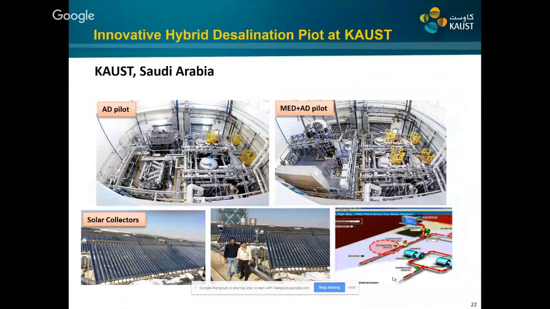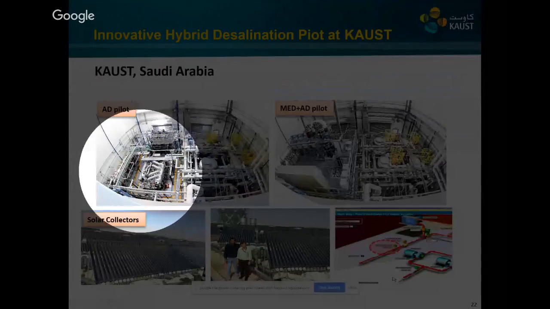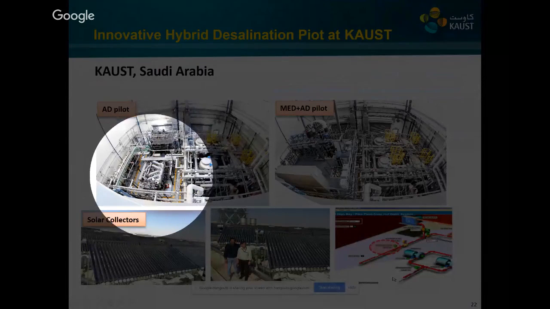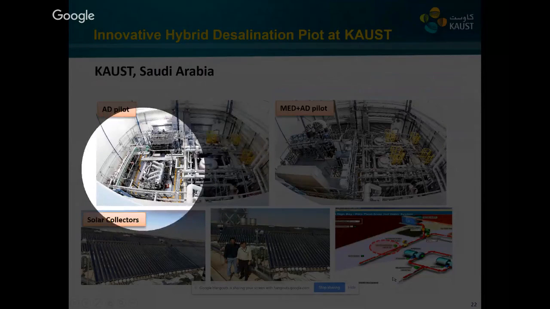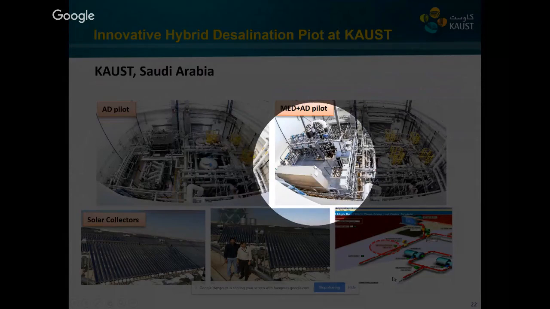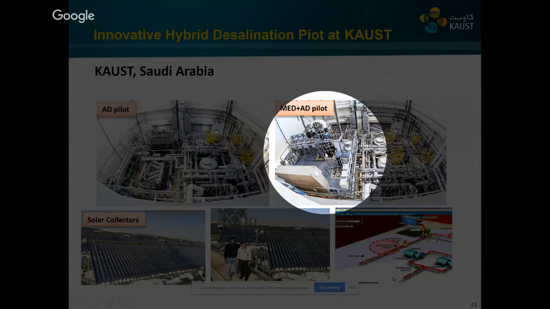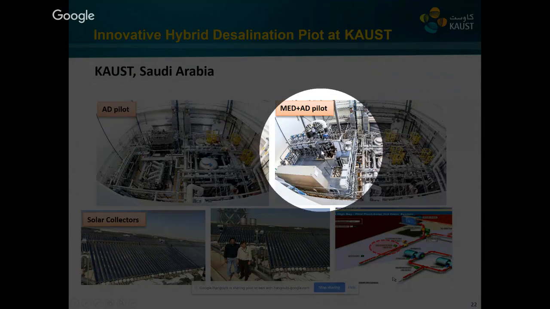So this is our pilot here in KAUST. We can see this is the adsorption cycle pilot. And because the adsorption cycle is operated with solar, we have the hot water storage tanks here. On top of this, we have the platform, and we installed the MED that can be seen here. So the AD pilot is actually below this platform, and these two big pipes integrate the last stage of the MED to the adsorption cycle to run it as a MED-AD hybrid cycle.